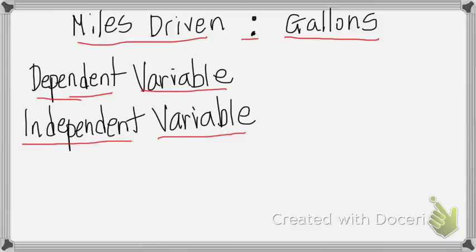Let's focus on the dependent variable first. I'll ask this question, and if you want to pause after I ask it, you can discuss this with your mom and dad or someone near you. Which part of this equation, or this ratio, depends on the other for its outcome? Is it miles driven that depends on the gallons, or is it the gallons that depend on the miles driven? Which would you consider to be the dependent variable?